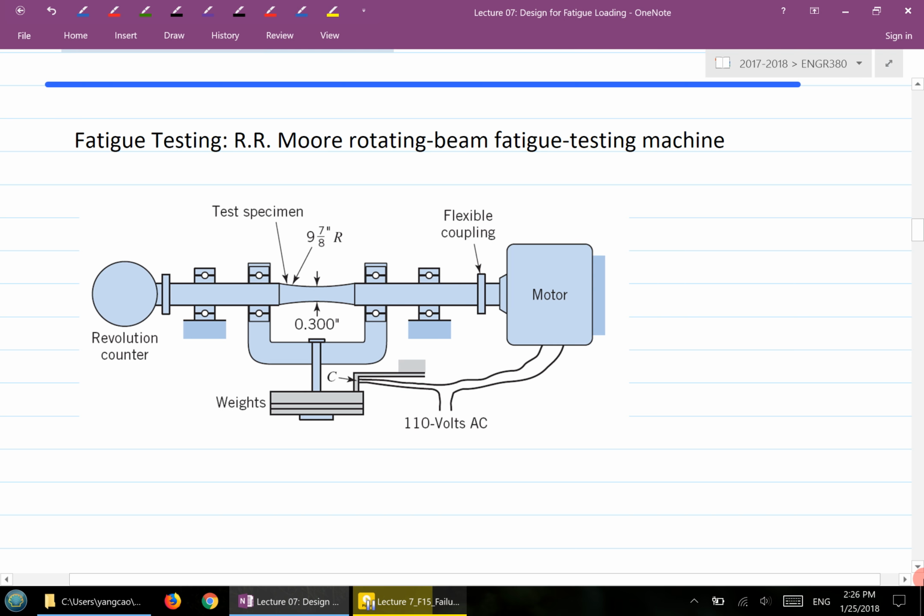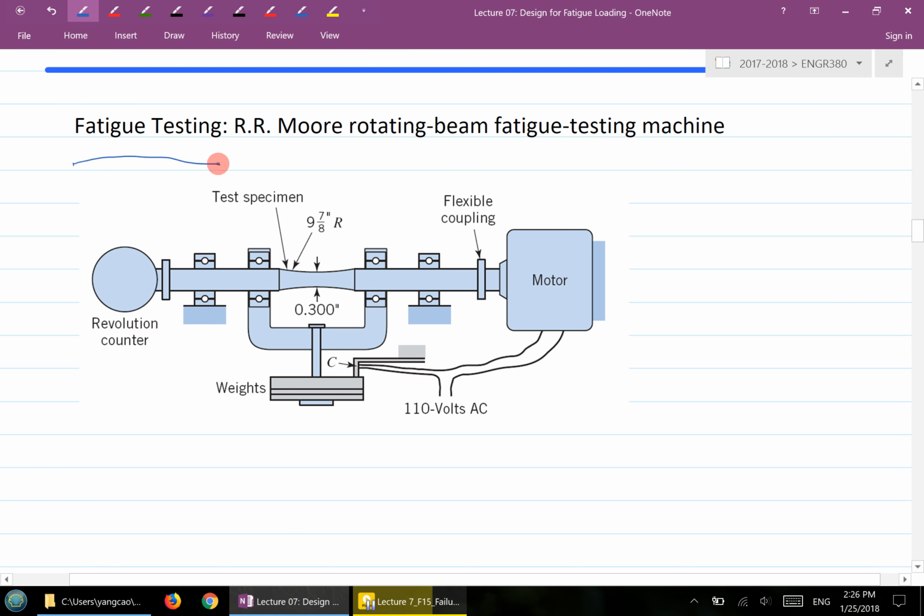If I load the part with fatigue loading, there has to be some similar strength concept for us to make use of, to compare with the stress. That makes sense, right? So how do we find that strength information? The tensile test is for static, and this is the fatigue testing that is illustrated here.